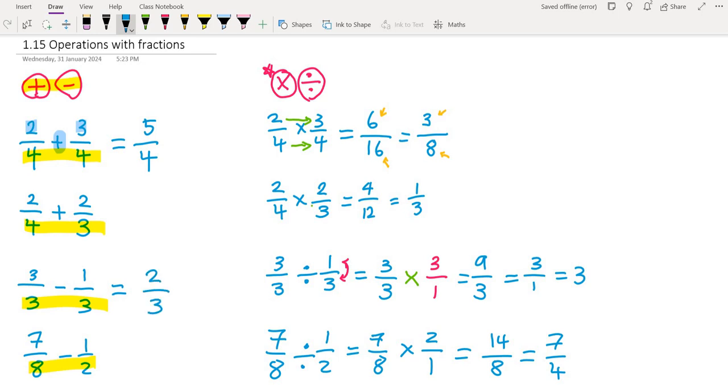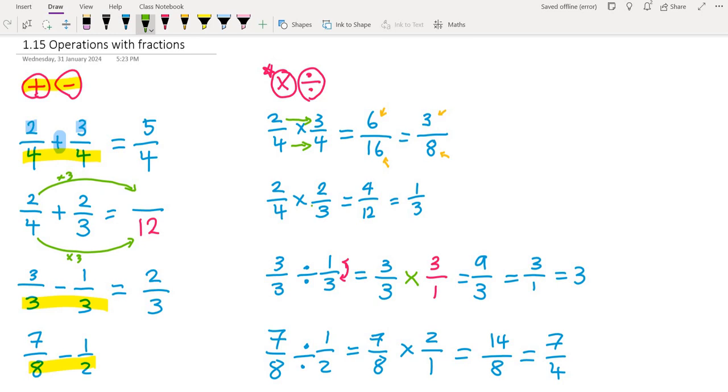Now, if the bottom number is different, in this case it's 4 and 3, we need to find a number they can both be, by timesing something to each. In any case, the easiest way to find this number is to times these two numbers together. When you times 3 and 4, you get 12. So you write 12 instead of 4. Then you need to think about how you can make 4 into 12, and that will be by timesing 3. So you'll need to do the same on top as well to keep the fraction the same.